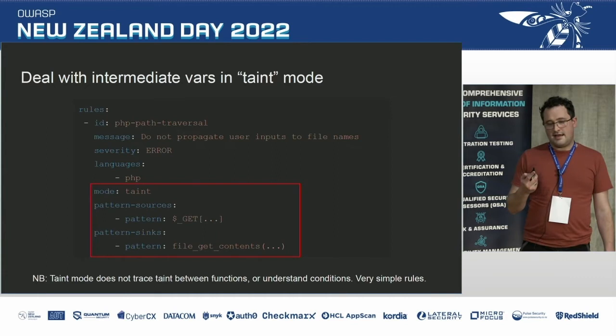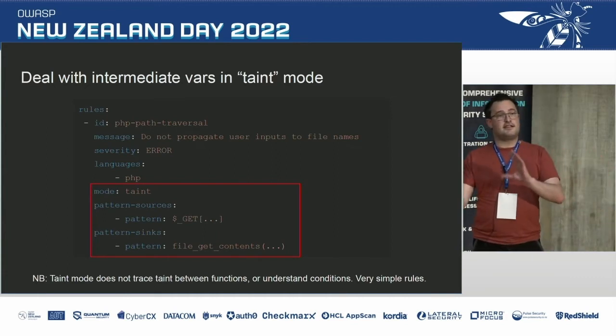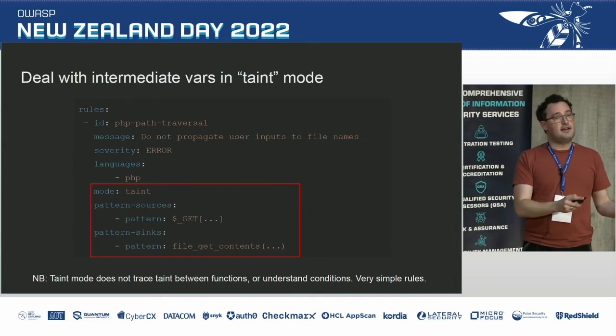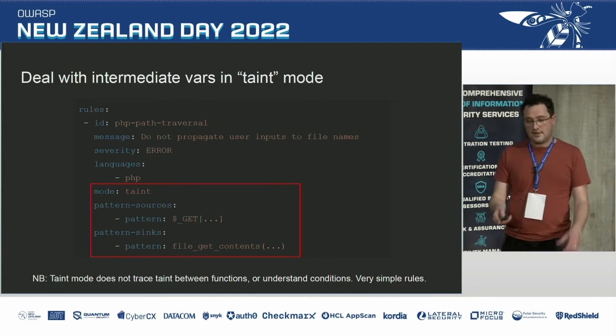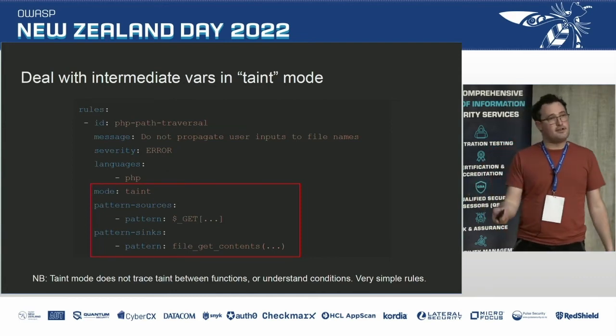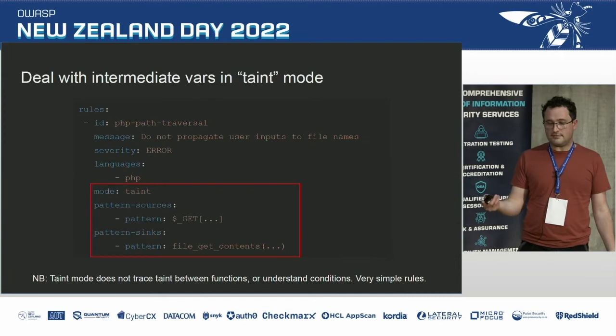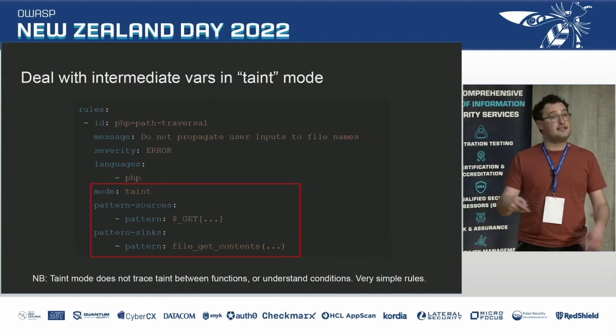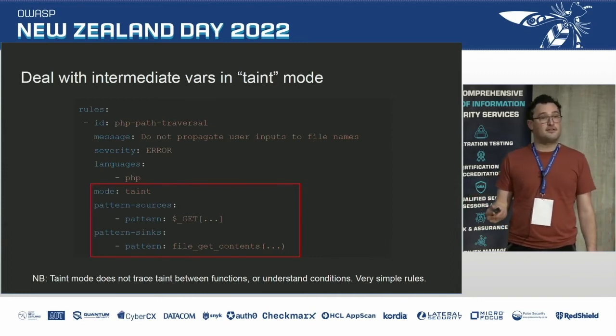We say anything that comes out of a particular source is tainted or dangerous, and we see if there's a path by which that can end up in one of our vulnerable sinks. So in this case, I've rewritten the rule using taint mode, and our dangerous source is $_get, again, any parameter name, we don't care. And our dangerous sink is the file get contents call.